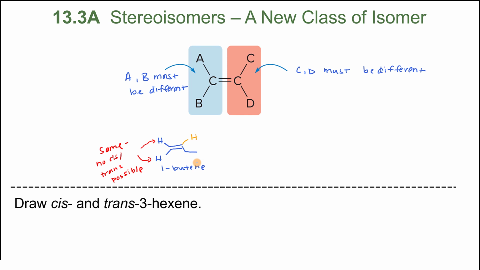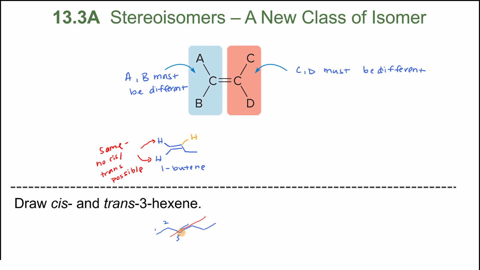So our problem below here is to draw cis and trans 3-hexene. So 3-hexene has 6 carbons, and then the double bond starts at 3. So I've drawn one already just from the zigzag. And to determine which one this one is, I'm going to draw my line over the double bond.